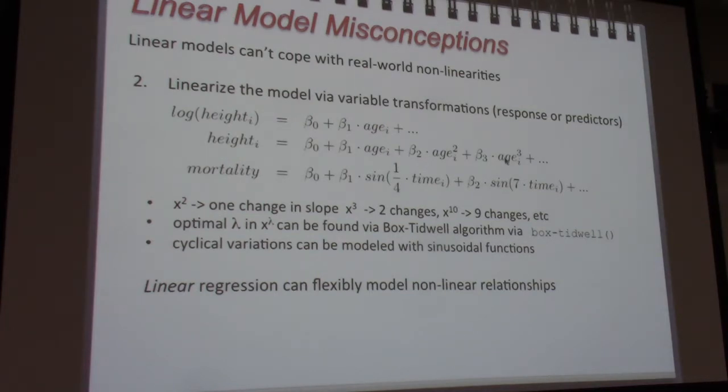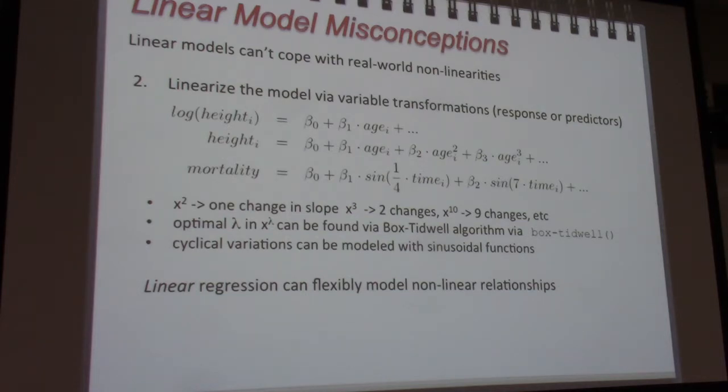And in fact, the rule of thumb is if the slope changes once, add a quadratic term. If it changes twice, add a quadratic and a cubic term. If it changes 10 times, do the same thing up to x to the 9th. And so it is incredibly accommodating. You can model complex nonlinear relationships using the so-called linear model.